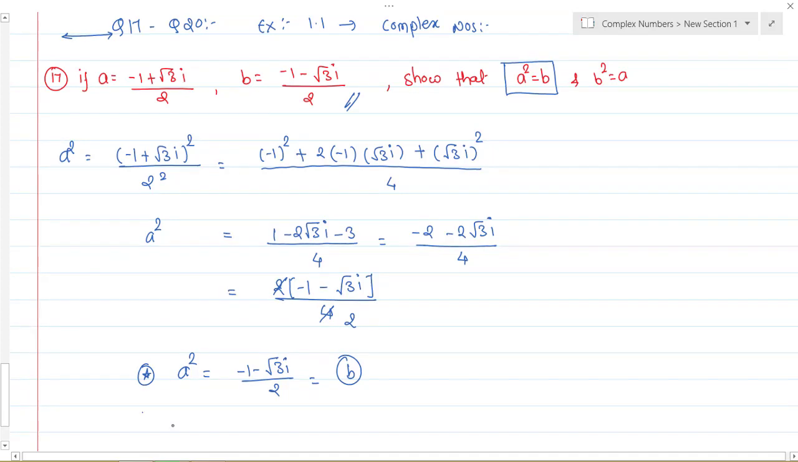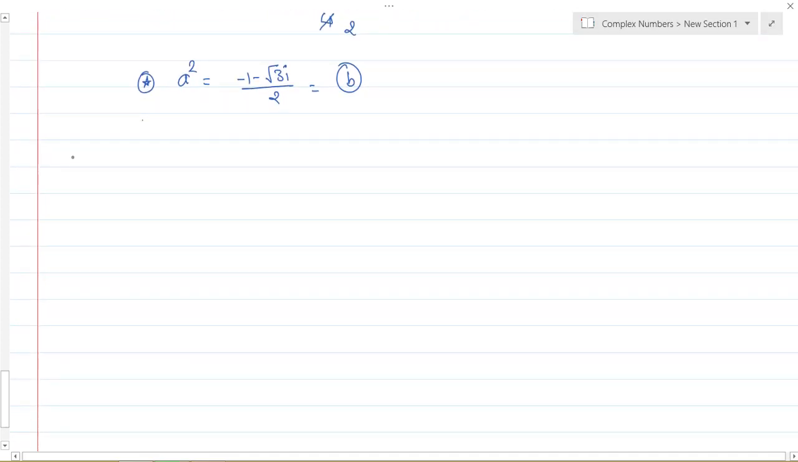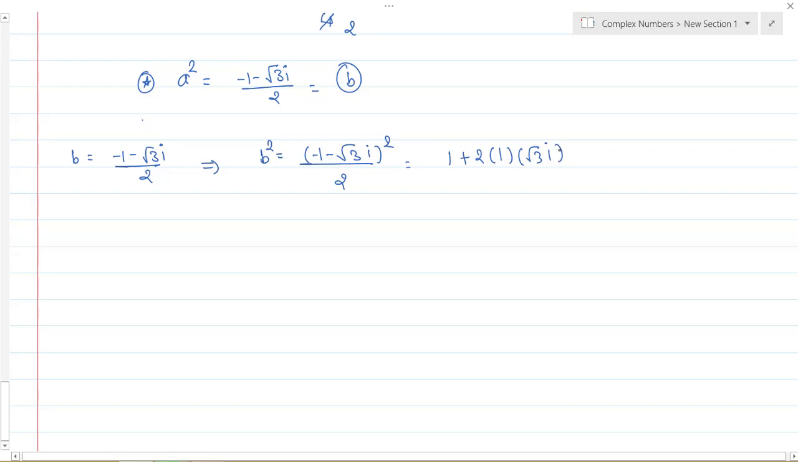Similarly, we can prove that b square is equal to a. So let's take b. What is b? Minus 1 minus root 3i upon 2. So let's take b square here. So b square equals (minus 1 minus root 3i) whole square upon 2 square. Now let me write this. Minus 1 square is 1. So it's 2 into 1 into, so minus minus plus, I am directly writing it, so it's plus (root 3i) whole square, whole divided by 2 square, which is nothing but 4.